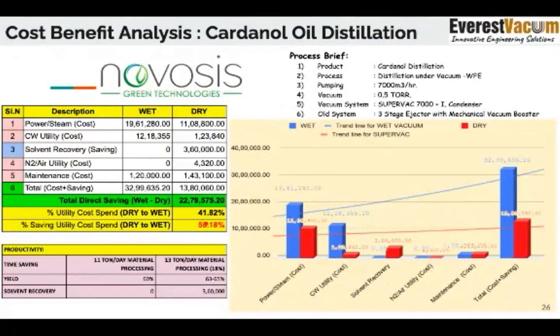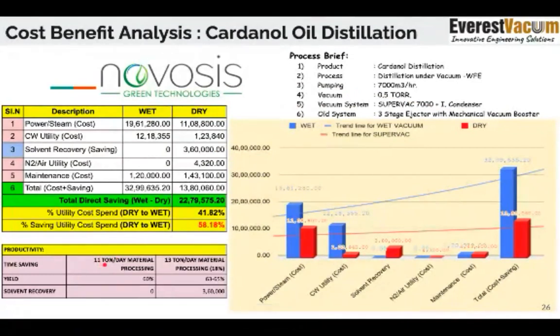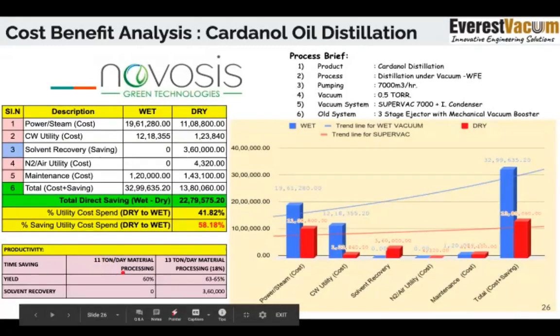In addition to this, in terms of productivity, what the customer has gained, his production has increased from 11 ton. It has gone up to 13 ton. In the previous example, we discussed cycle time has come down from 22 hours to 18 hours. In this particular case, his production has gone up. Apart from production, his yield has also increased. So earlier he was only able to recover 60%, which has now gone up from 60 to 63 to 65%.